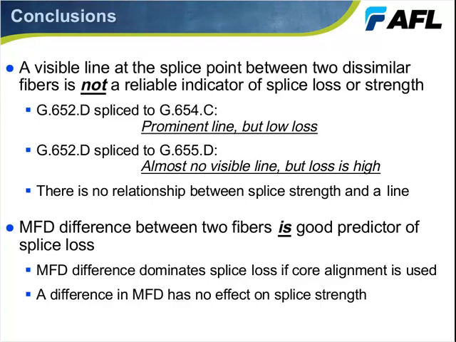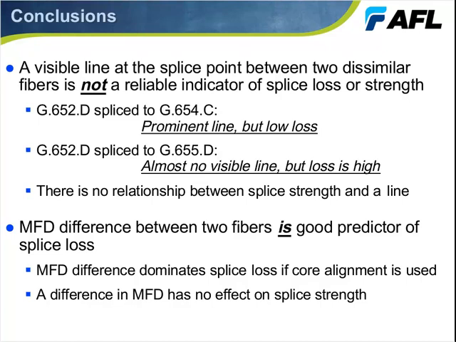So I'd say the answer to your question is that in terms of what we see at the splice point and the splice loss results, the most similar combination that we used was the 652 to 654 fiber combination. A lot of the 657 to 652 combinations show a similar vertical line, but it's not as dramatic as the 652 to 654 combination.